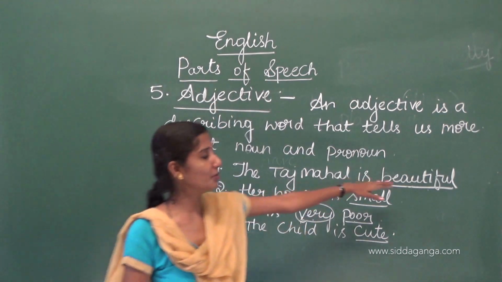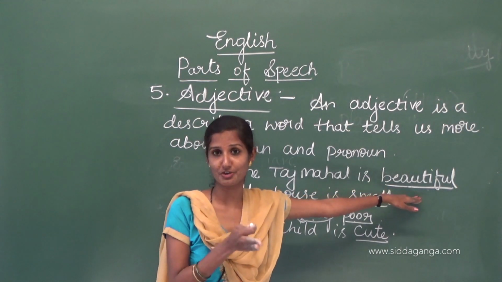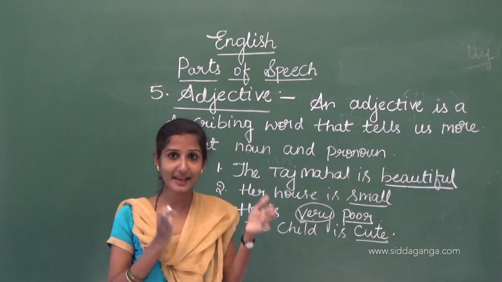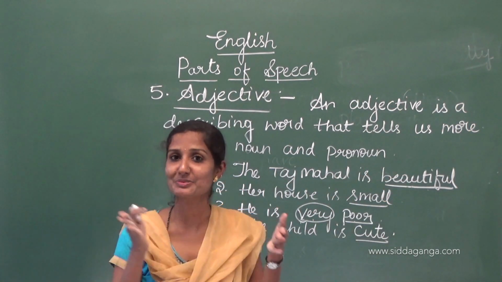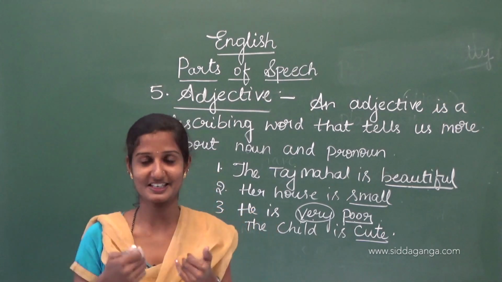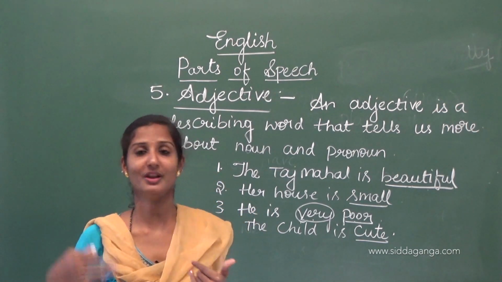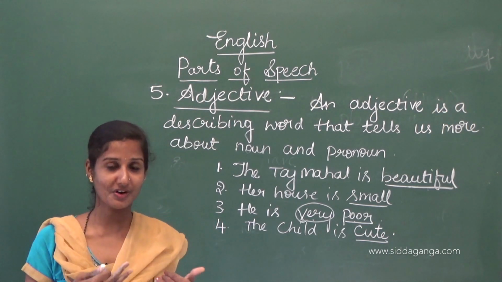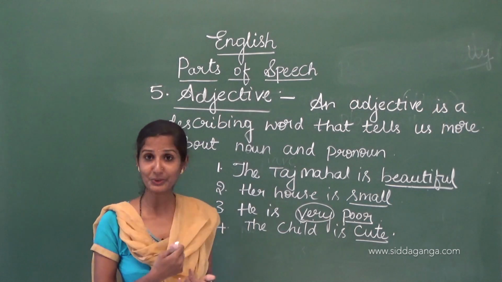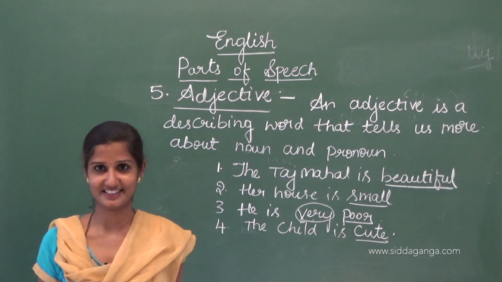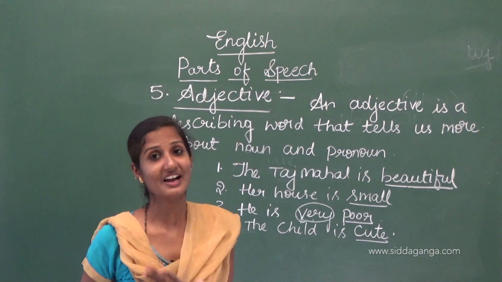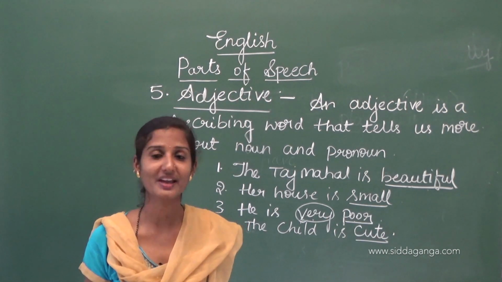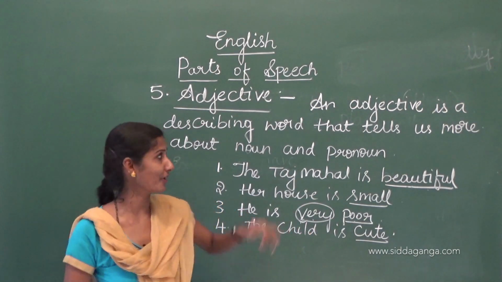So here I have written beautiful. It is a positive adjective. Beautiful, more beautiful, most beautiful. Big, bigger, biggest. Small, smaller, smallest. Useful, more useful, most useful. Healthy, healthier, healthiest. Cute, cuter, cutest. Wealthy, wealthier, wealthiest. Pretty, prettier, prettiest. So these are some of the examples for adjectives.